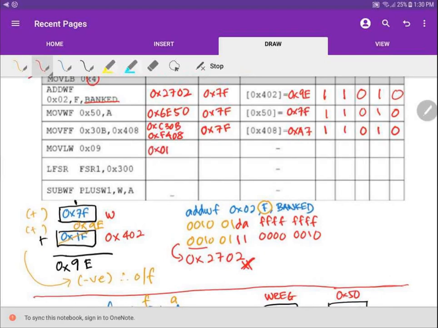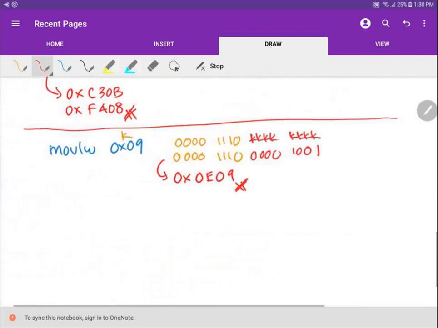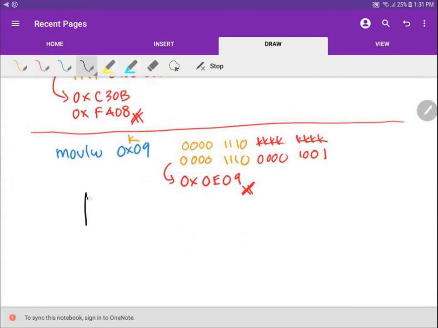Hex 0E09. So what is this instruction doing? You have this hex 09. What are we doing? We are loading inside, right? Working register. That's what it is doing. That's what it is doing, right?